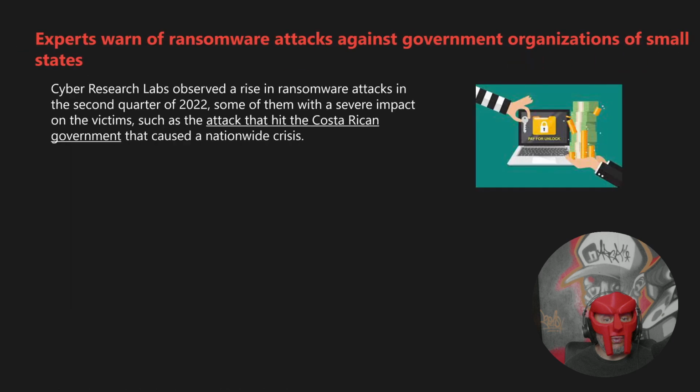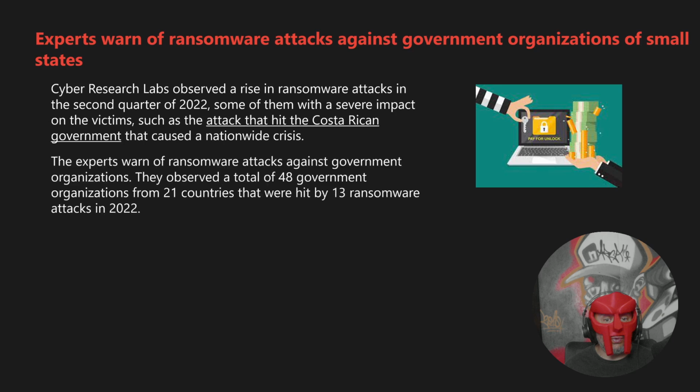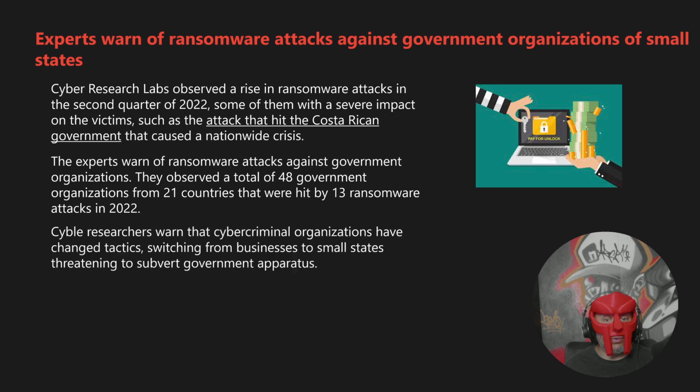Cyber Research Labs observed a rise in ransomware attacks in the second quarter of 2022, some of them with a severe impact on the victims, such as the attack that hit the Costa Rican government and caused a nationwide crisis. The experts warned of ransomware attacks against government organizations. They observed a total of 48 government organizations from 21 countries that were hit by 13 ransomware attacks in 2022.